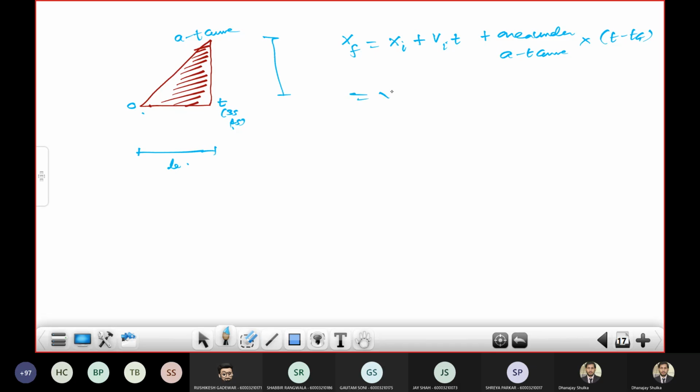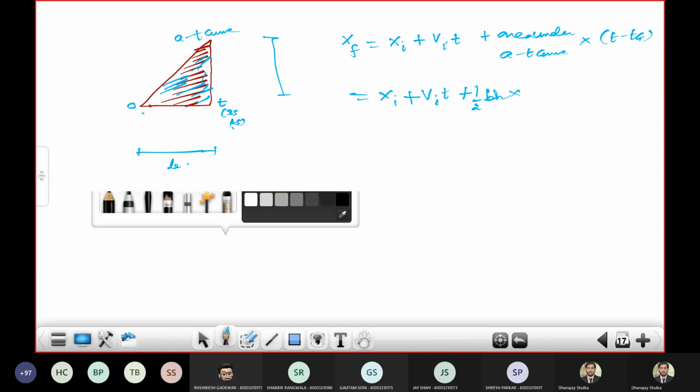Right? So here xi means initial position at the start. It may or may not be 0. It will be specified in the example problem whether xi is 0 or not. Plus vi into t, whatever t is, you will substitute there, and the area of this particular figure is half into base into height, correct?